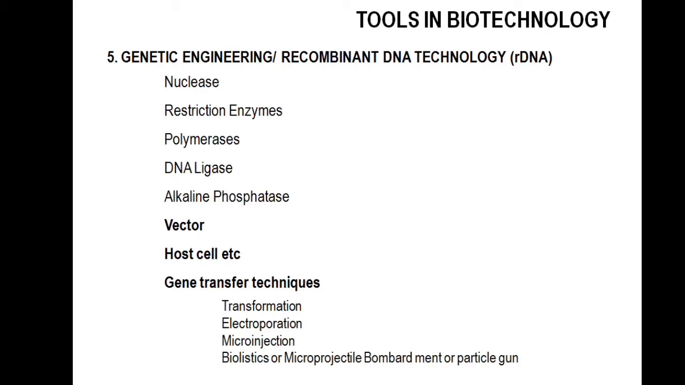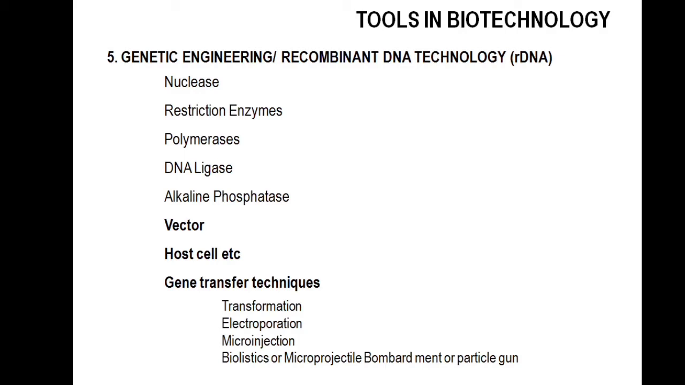The next one is the DNA ligase. DNA ligase is also known as molecular glue, and it is used to ligate or join the DNA. And alkaline phosphatase is the enzyme that is used to remove the phosphate group from the end of the DNA. And in recombinant DNA technology, we have to use vectors.